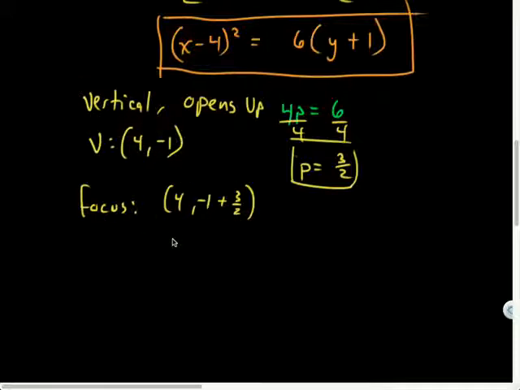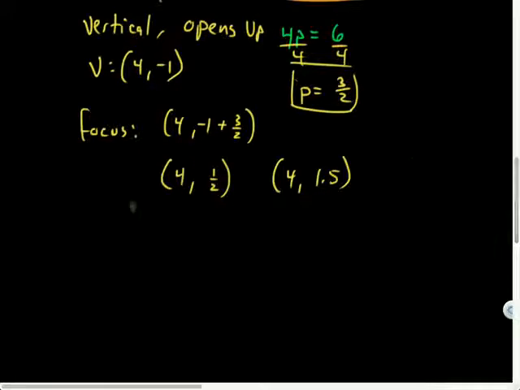Let's see. So the focus would be 4 comma negative 1 plus 1.5, which is 1/2, or I could write that as 4 comma 0.5. One of the rare occasions we get to write decimals in my class. The axis of symmetry, well, this is vertical, so the axis of symmetry goes with it.